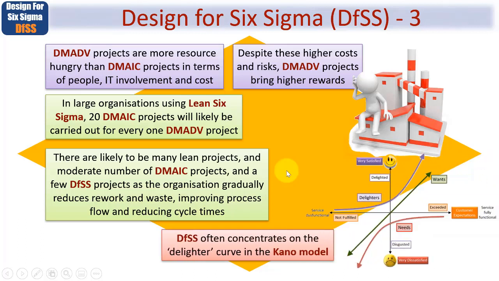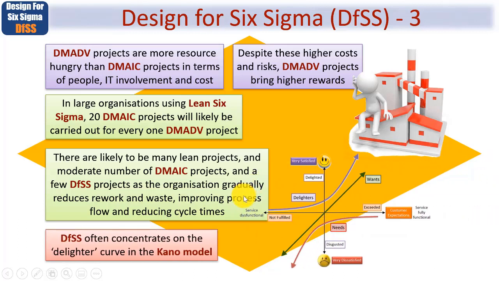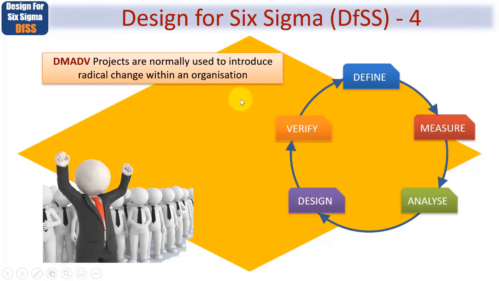Design for Six Sigma often concentrates on the delighter curve in the Kano model. Here's a little graphic here showing you what it looks like, and there's the delighter curve. Again, the Kano model is covered in detail in our Lean Six Sigma masterclass. So DMADV projects are normally used to introduce radical change within an organisation.